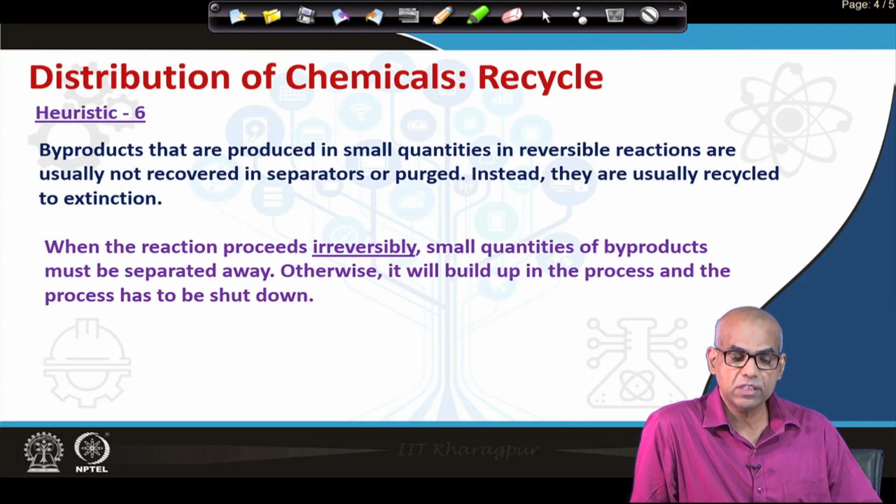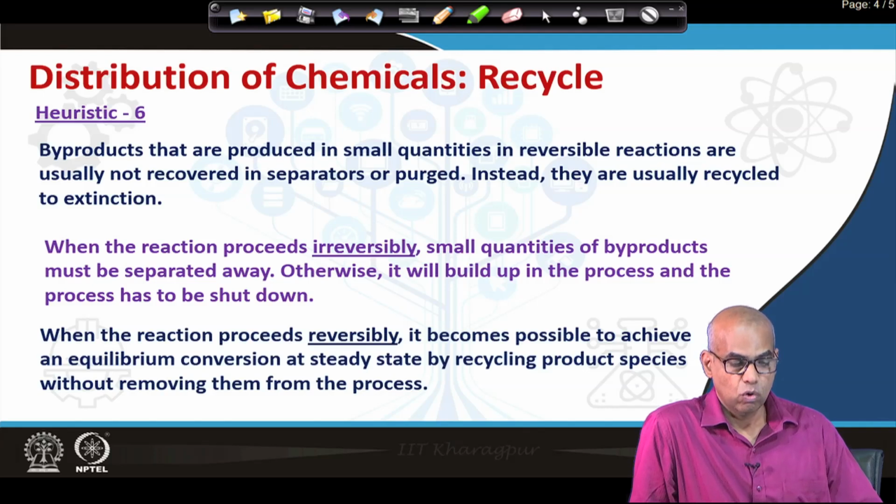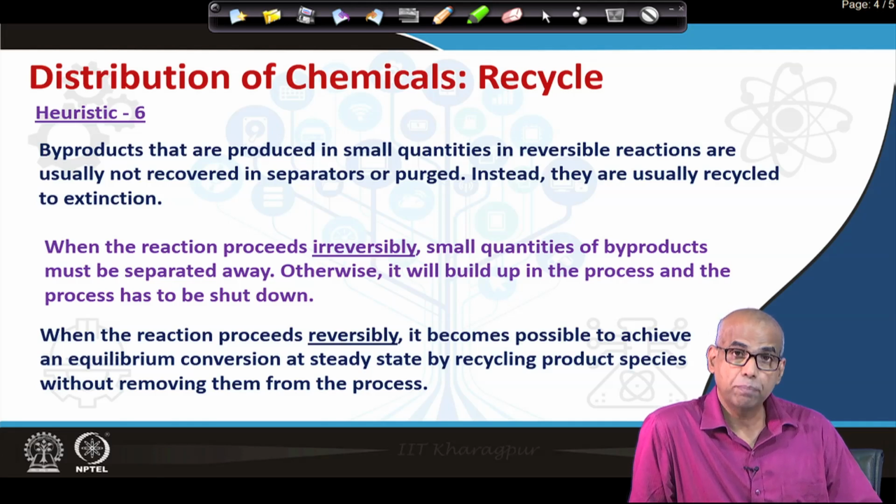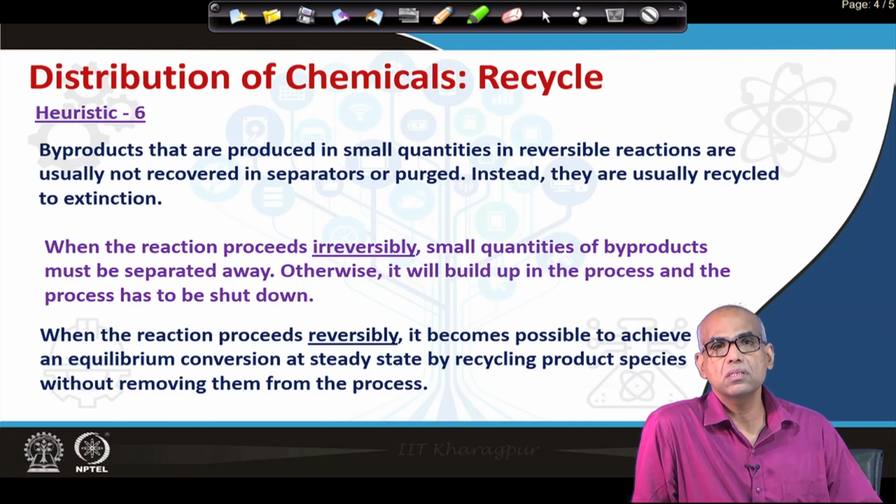When the reaction proceeds irreversibly, small quantities of byproducts must be separated. Otherwise, it will build up in the process and the process has to be shut down. When the reaction proceeds reversibly, it becomes possible to achieve an equilibrium conversion at steady state by recycling product species without removing them from the process. So, that is why in reversible processes, you can recycle up to extinction, but when the reaction proceeds irreversibly, you have to separate it away, otherwise it will build up in the process and you have to shut down the process.